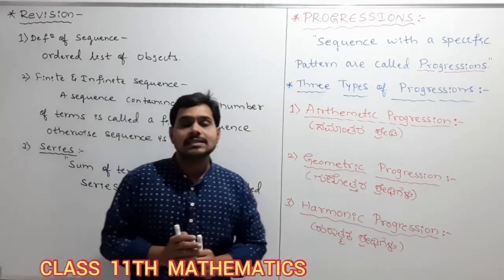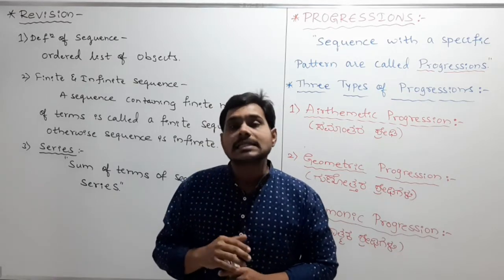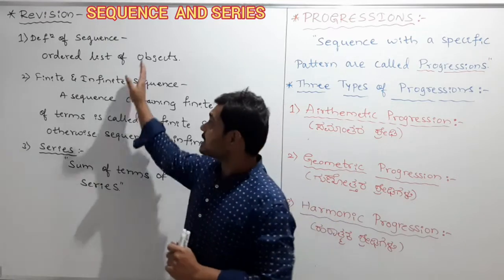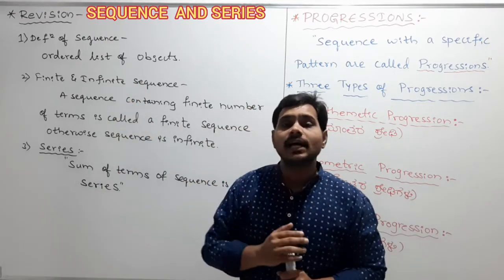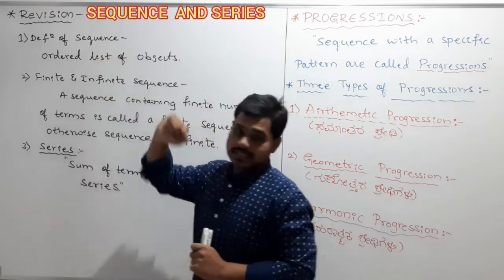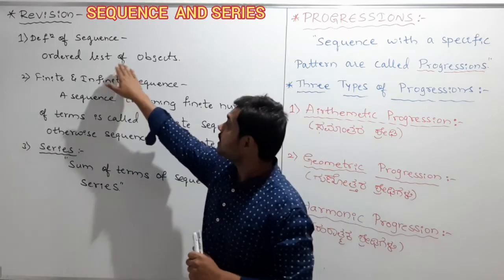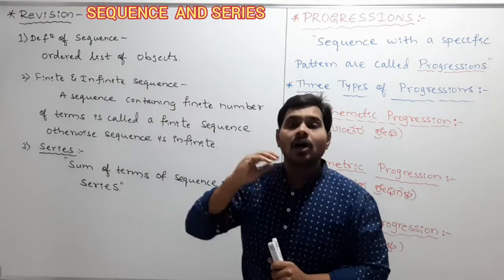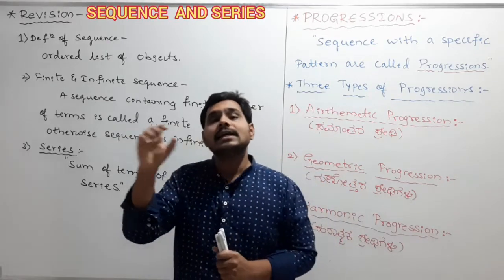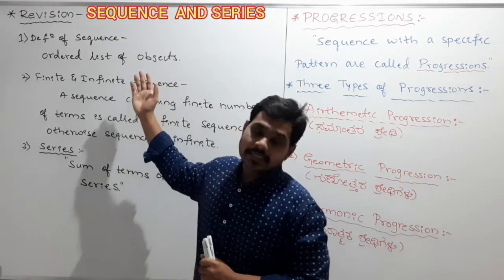In the previous videos we discussed the definition of the sequence and the definition of the series. So just briefly, I will revise whatever we discussed in the previous class. First we discussed the definition of the sequence. What is meant by sequence? A sequence is an ordered list of objects. It may be objects or it may be numbers. We write them in a particular order, so that we can call it a sequence.